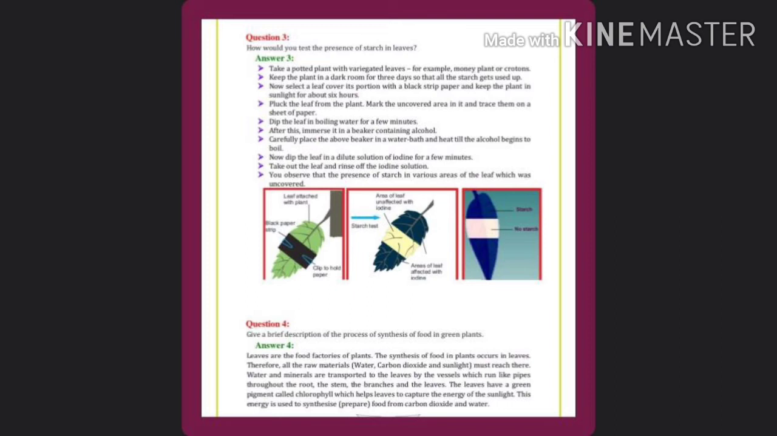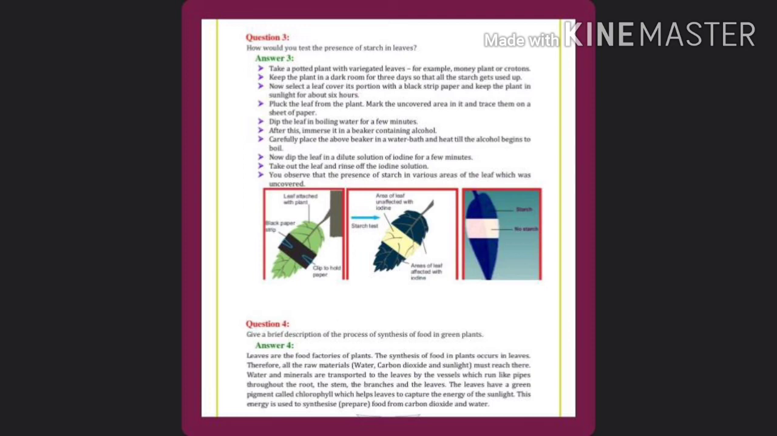Pluck the leaf from the plant, mark the uncovered area in it and trace them on a sheet of paper. Dip the leaf in boiling water for a few minutes. After it, immerse it in a beaker containing alcohol. Carefully place the above beaker in a water bath and heat till the alcohol begins to boil.